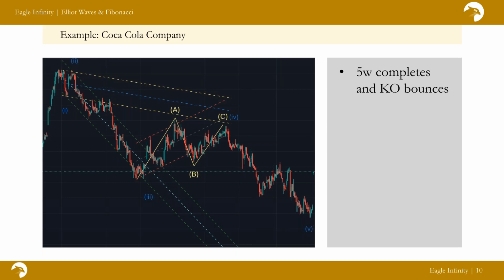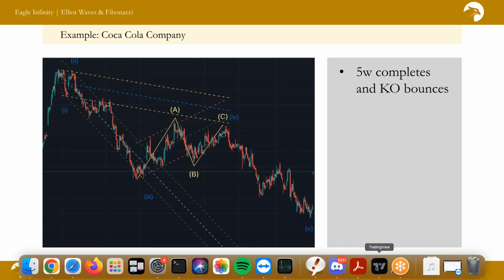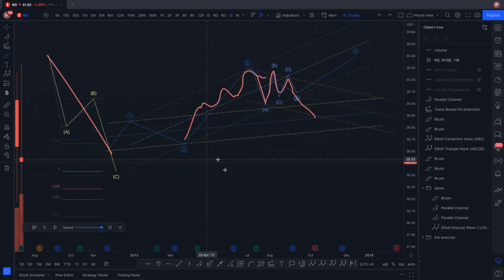Now something to keep in mind is that generally the market moves in an upward manner, and when you have impulse waves to the downside, you tend to think of them more as corrective.